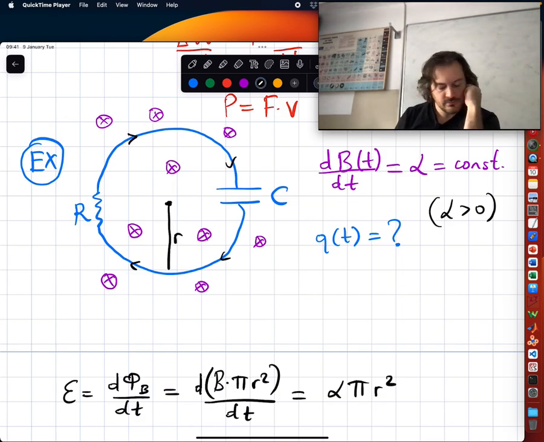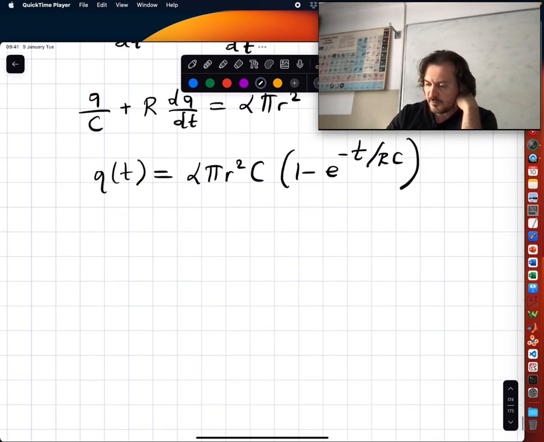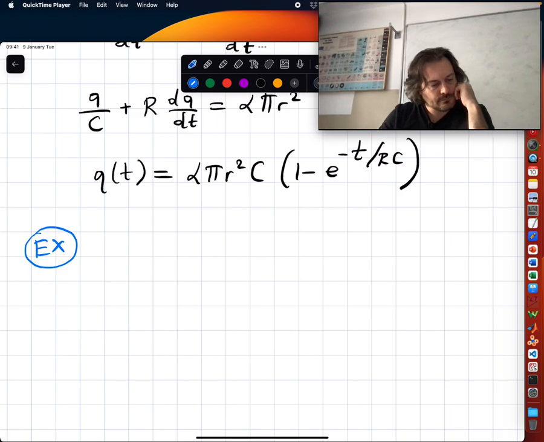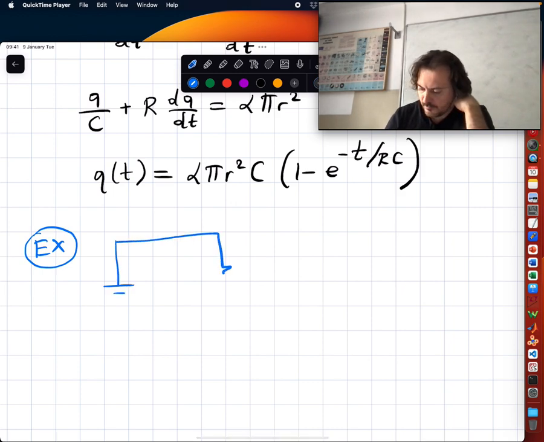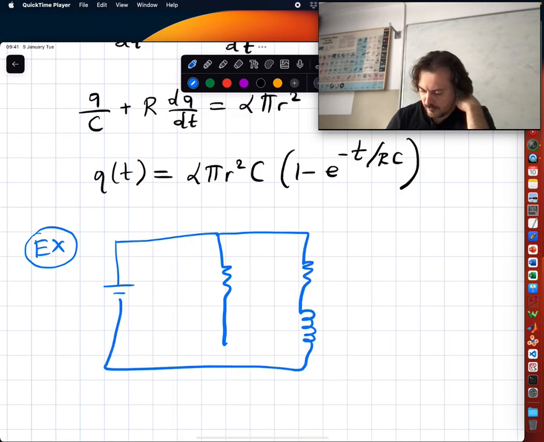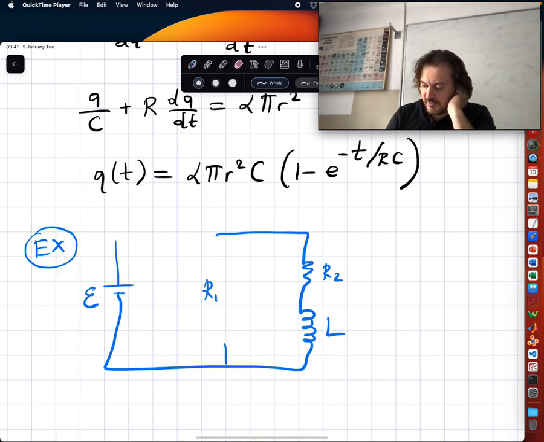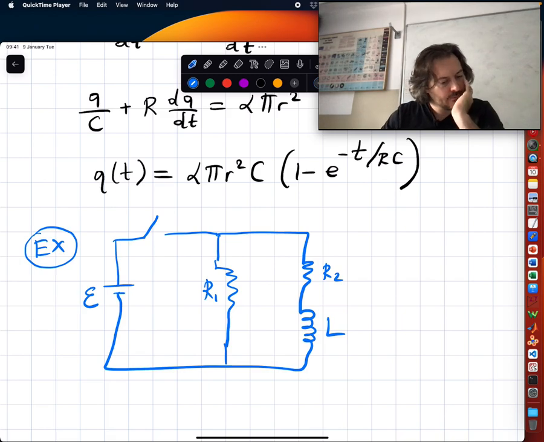So let's move on. Let's look at another problem. An inductor with inductance L. So let me just draw the problem first. R1, R2, and L, and E. And there's a switch here.